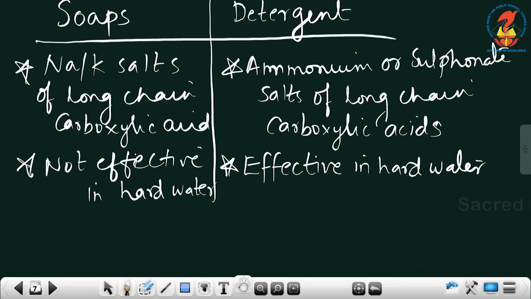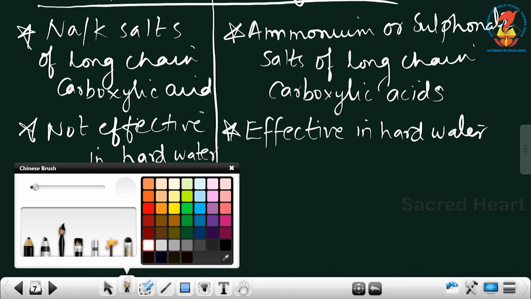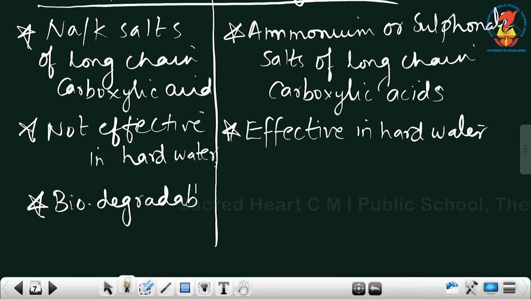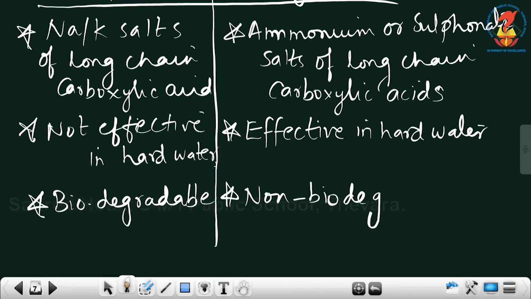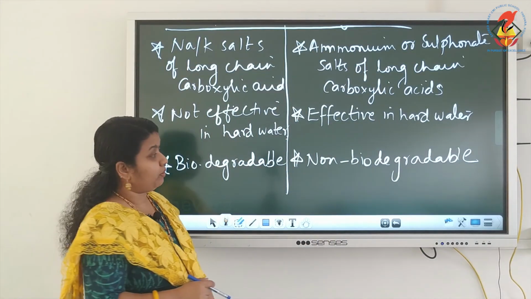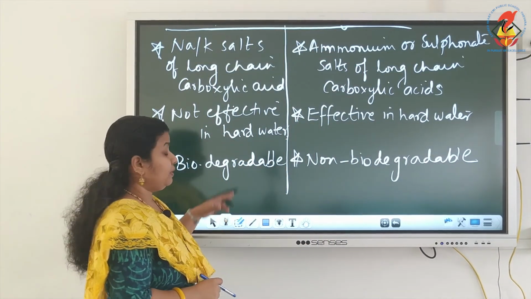Third difference is soaps are biodegradable, but detergents are non-biodegradable. That means they may cause pollution. So it has certain advantages, but this is a disadvantage. It is non-biodegradable. Okay. So what are the differences?